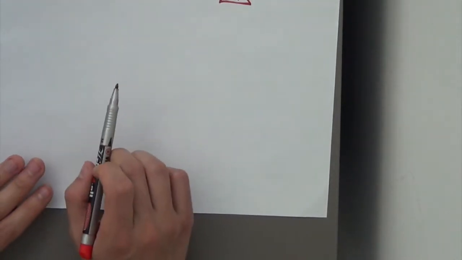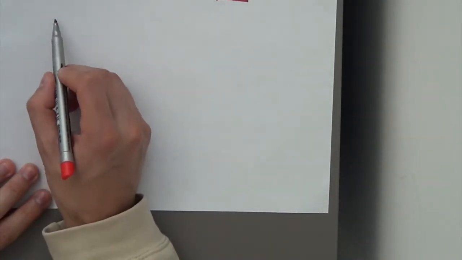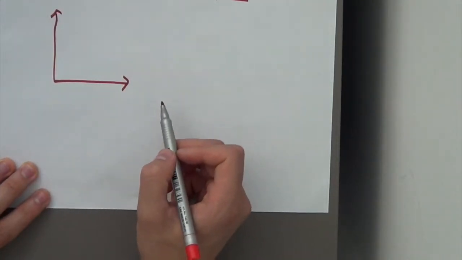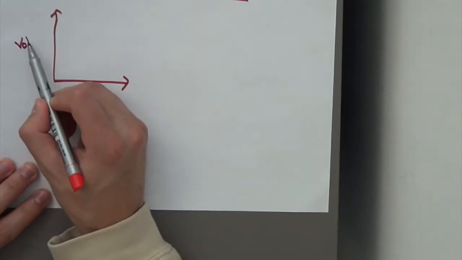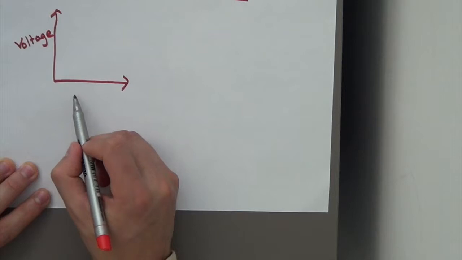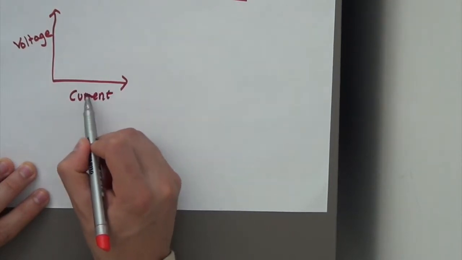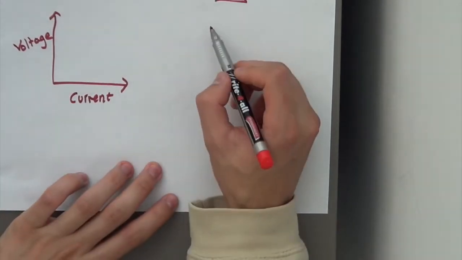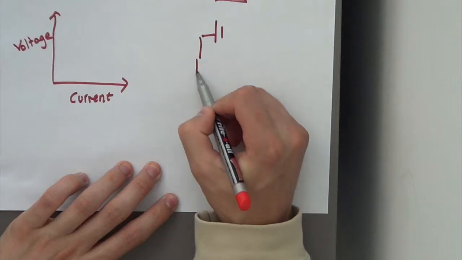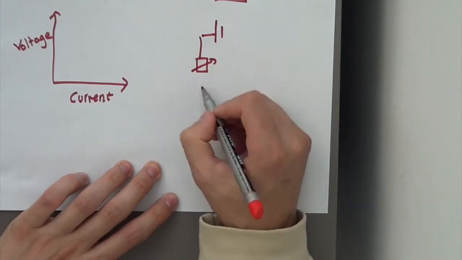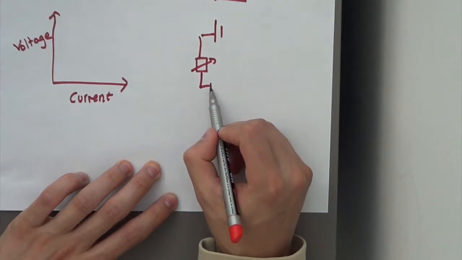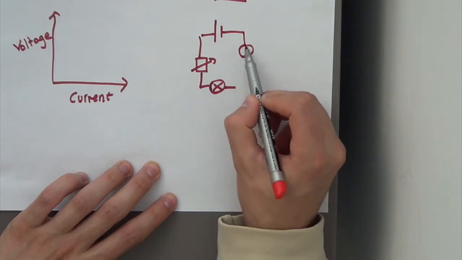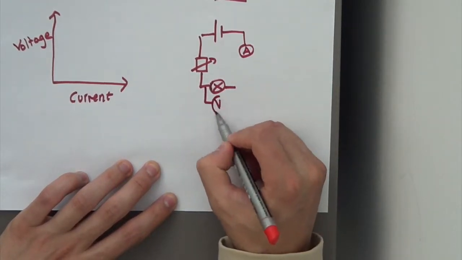That equation links us to what Ohm's law is. If I did a graph of, let's say, voltage on the y-axis and current on the x-axis, and I did some sort of experiment, let me draw a circuit of the experiment I did. I've got a variable resistor, and I've got a lamp here, and I've got an ammeter, and I've got my voltmeter here.